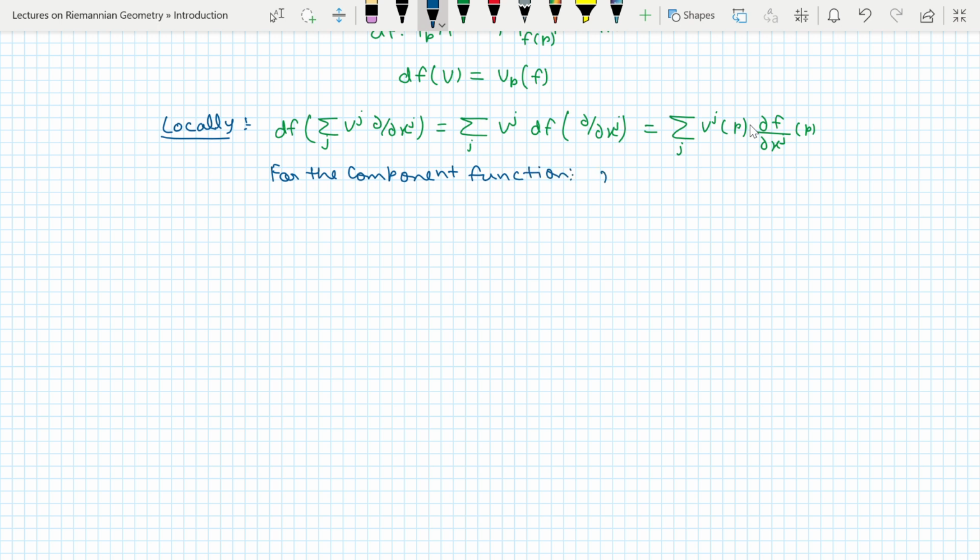The component function is xi. So what is the differential of this xi? Let's first calculate for the component function for the basis vectors. That is del over del xj. What will this be? Well, this will be nothing but del xi over del xj. And you know exactly what this is. This is nothing but your delta ij, the Kronecker delta, which has the value 1 for i equals j and 0 for i not equals j, right?